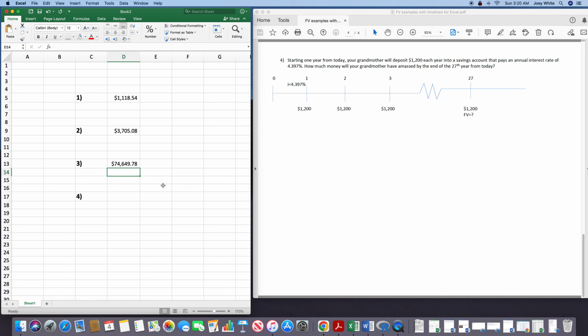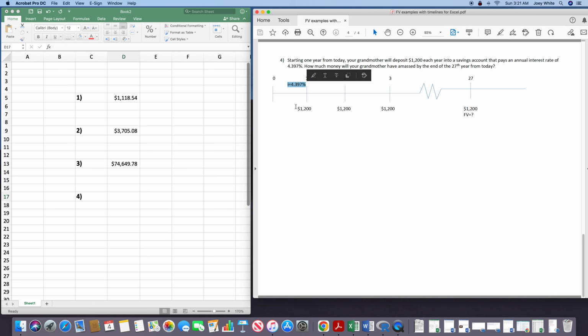So getting back to this problem, notice your grandmother's going to deposit $1,200 each year into this account for 27 years. Notice because it starts 1 year from today, right? That indicates this is an ordinary annuity. So notice that the first cash flow happens not at year 0, but at year 1. Okay, and your grandma's going to be earning this interest rate.